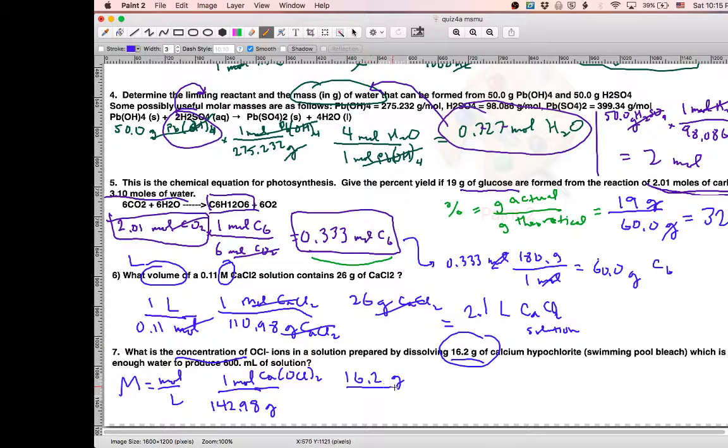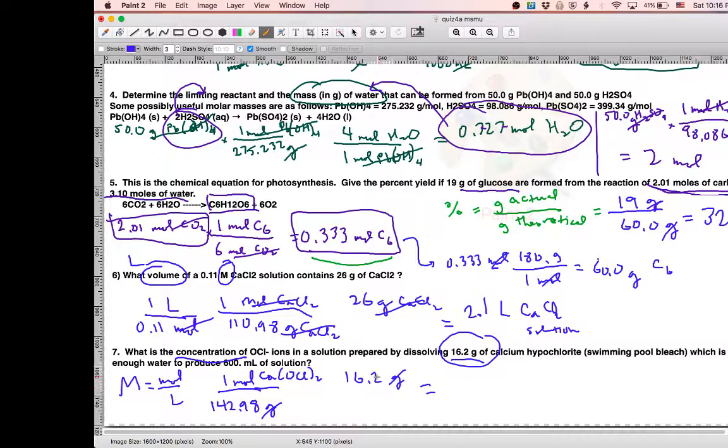16.2 grams divided by... Now, you don't really have to divide this by anything, but you could divide this by the number of milliliters here. But you don't have to. So let me do this in the simplest way where I don't divide it by anything. All right. So I'm getting moles, folks. The grams cancel. There you go. And I'm getting moles.